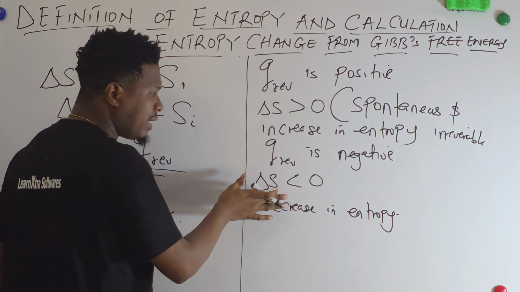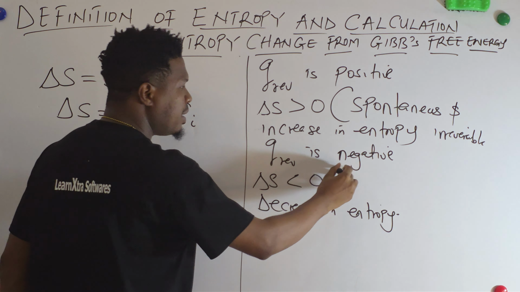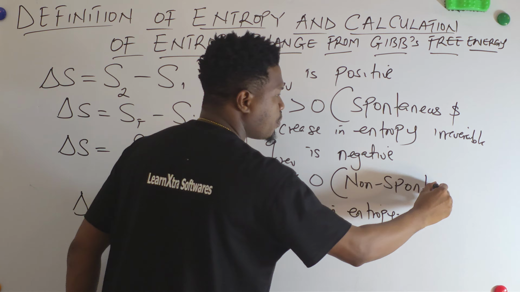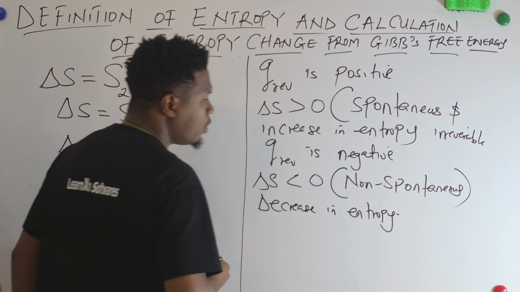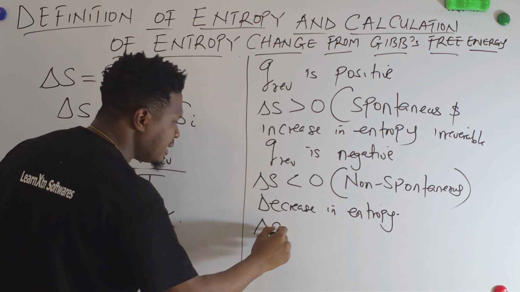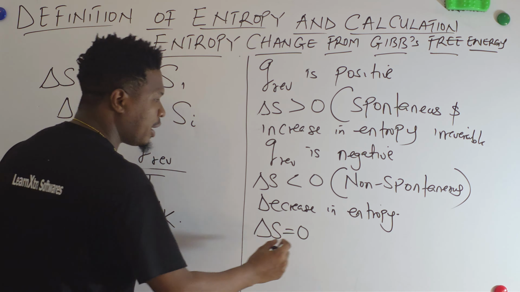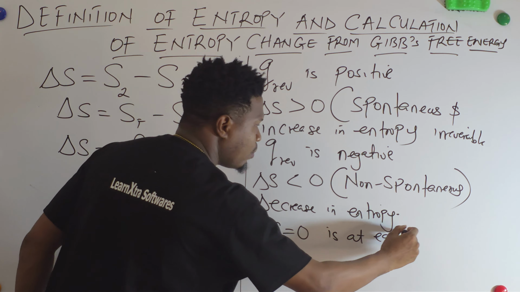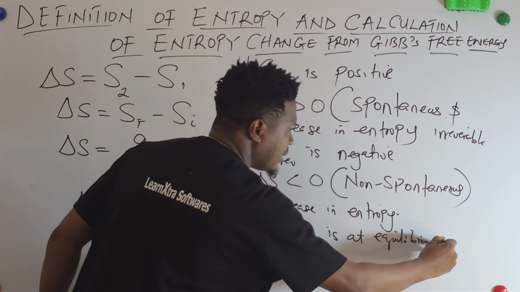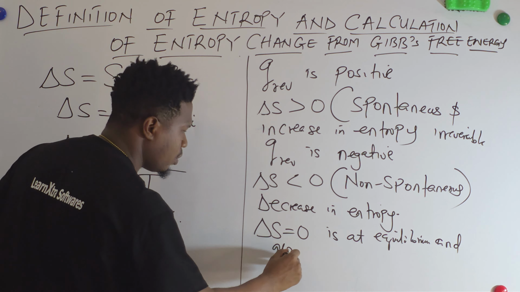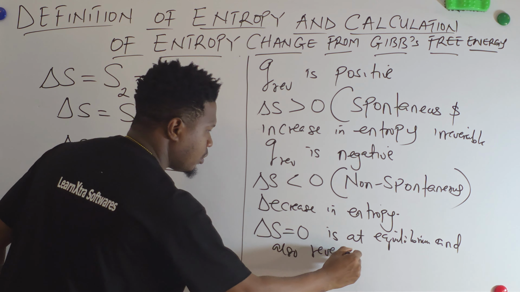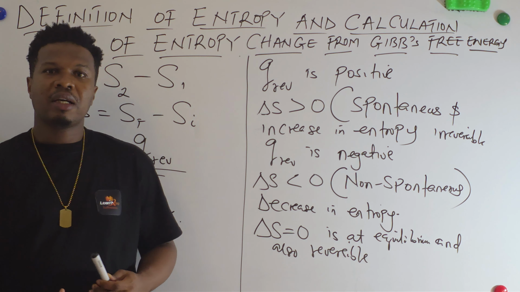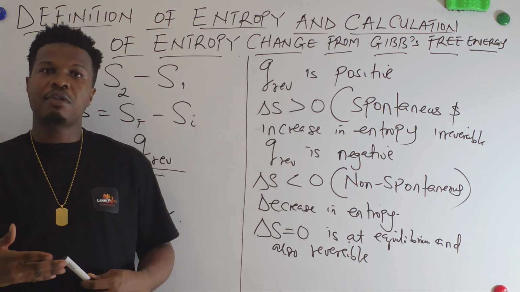If delta S is less than 0, the reaction will be what? Non-spontaneous. Lastly, if the entropy change is equal to 0, it means the reaction is at equilibrium and also reversible. So these are some terms you need to take note of before we go into properly calculating entropy from the Gibbs free energy.